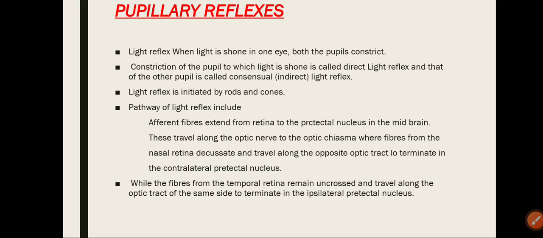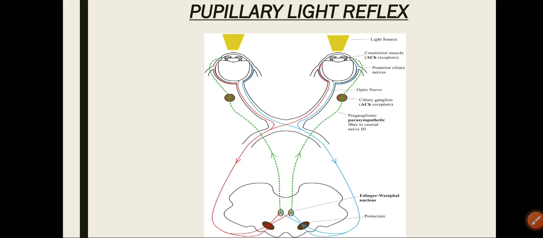The pathway of the light reflex includes afferent fibers that extend from the retina to the pretectal nucleus in the midbrain. This travels along the optic nerves to the optic chiasma, where fibers from the nasal retina decussate and travel along the opposite optic tract to terminate in the contralateral pretectal nucleus, while the fibers from the temporal retina remain uncrossed and travel along the optic tract of the same side to terminate in the ipsilateral pretectal nucleus. This is the pupillary light reflex.